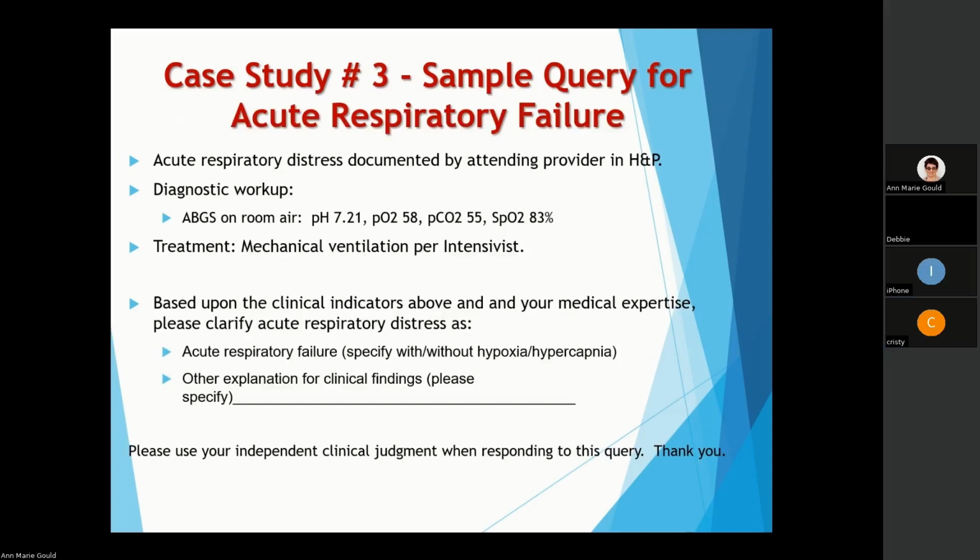All right. And we were talking about the acute respiratory distress. Acute respiratory failure: specify the type, with or without. It's important to specify what type it is so it's more accurate for the coders to code it. Is it hypoxic, hypercapnic, or a combination of both?